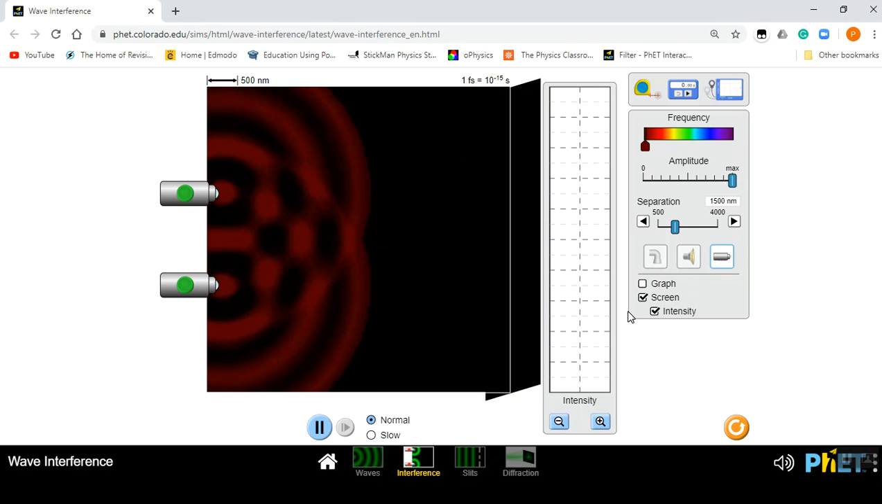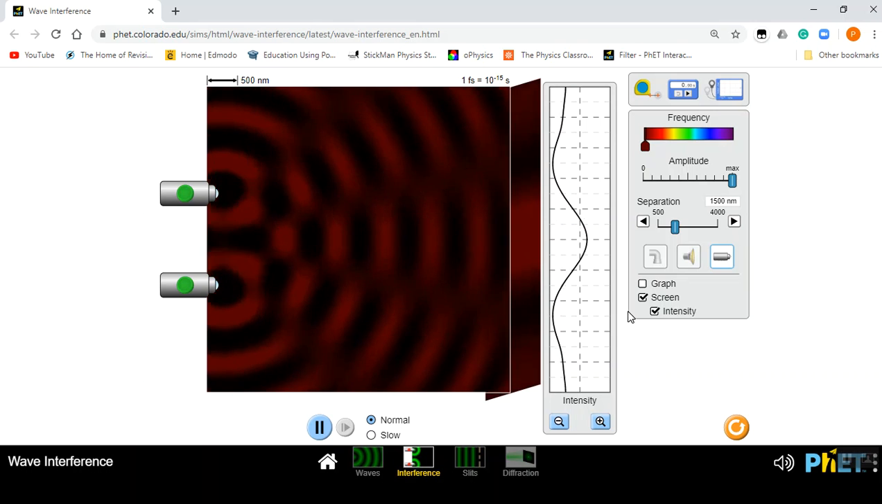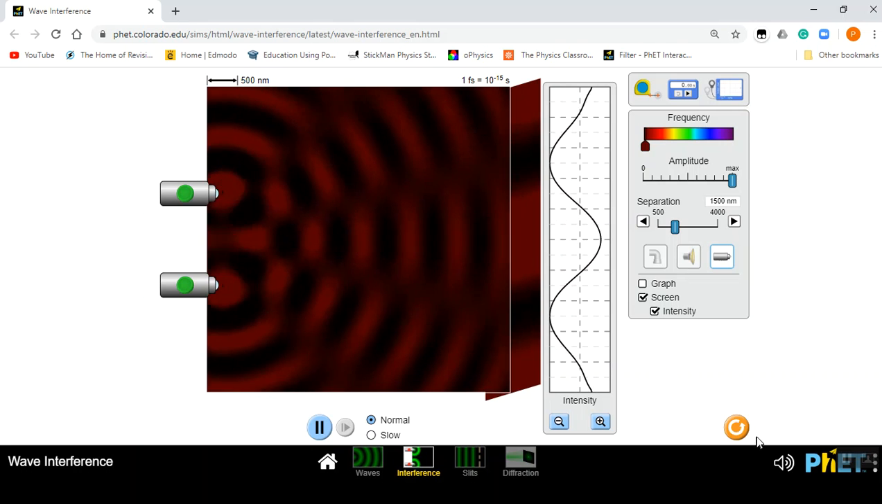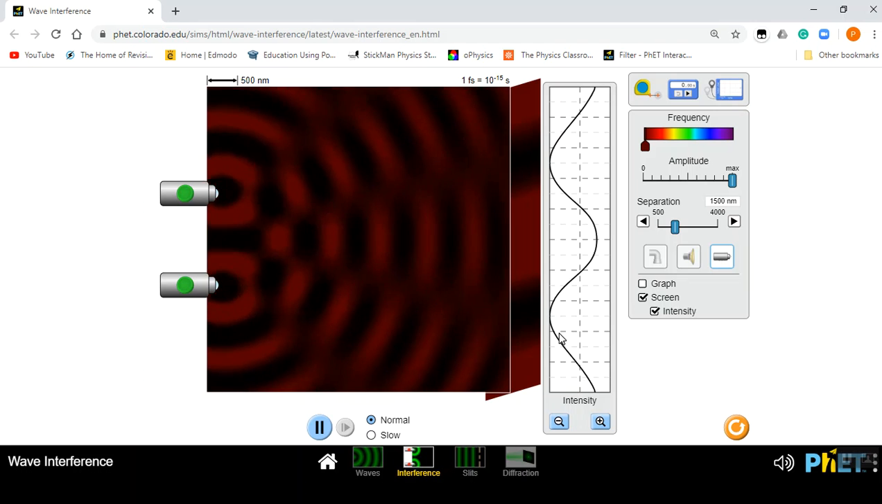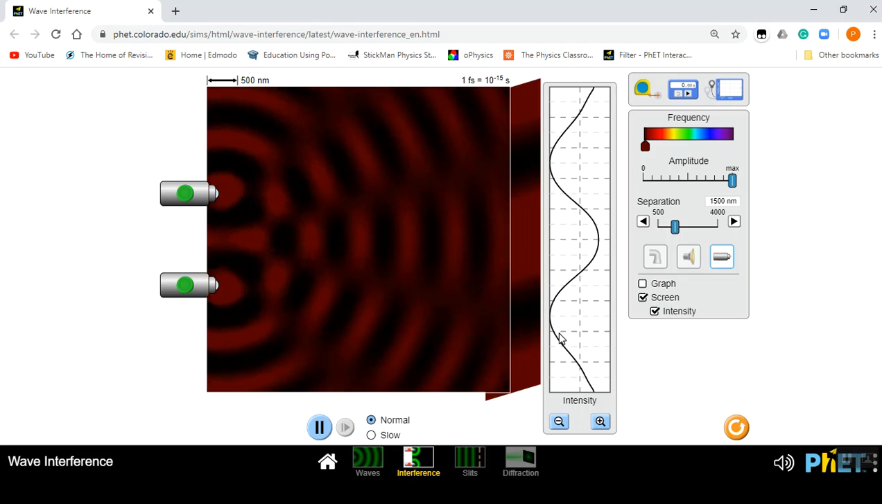And here's our biggest wavelength, and we can see that we can't even see the crests on the sides. So this is the constructive and destructive interference, how waves interact with each other.